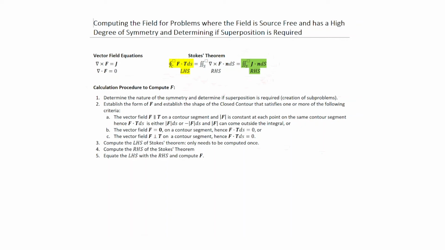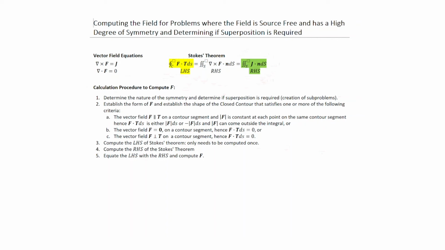Or thirdly, that the vector field F is perpendicular to the tangent vector on a contour segment, hence F dot dl equals 0. So you're looking basically for one of those three properties when you're designing a contour. Once you've established the contour, then it's time to invoke Stokes' theorem.